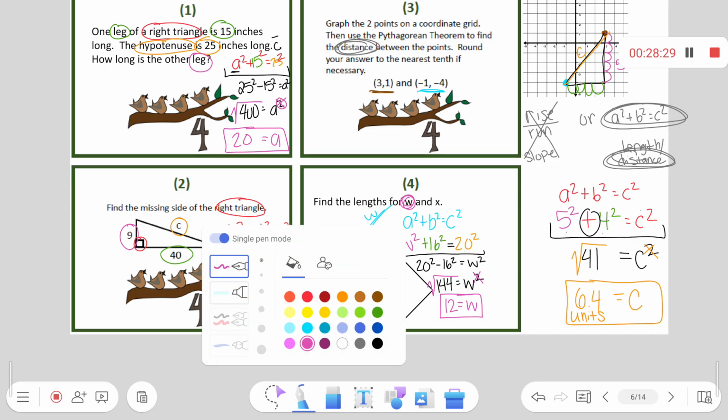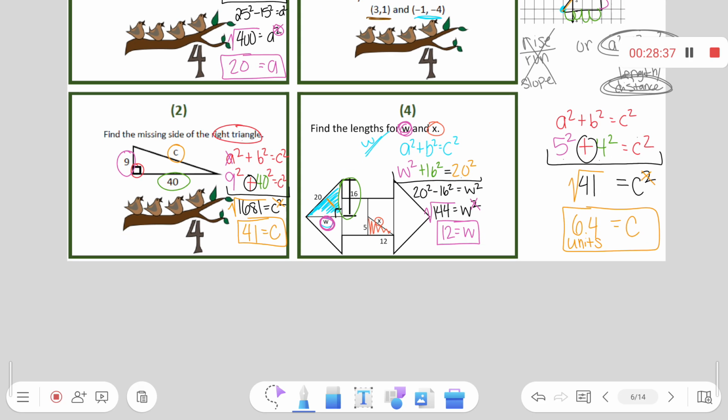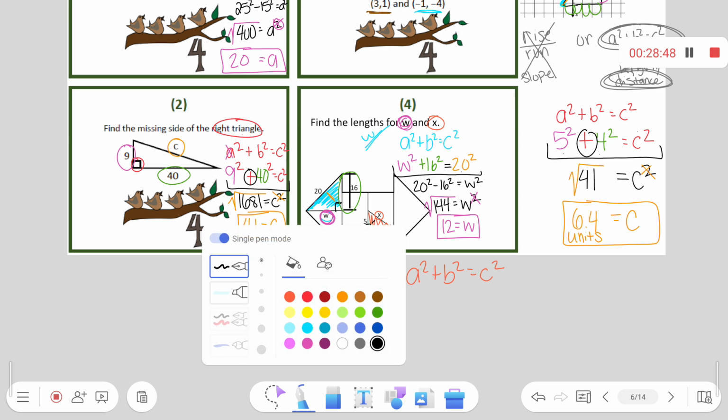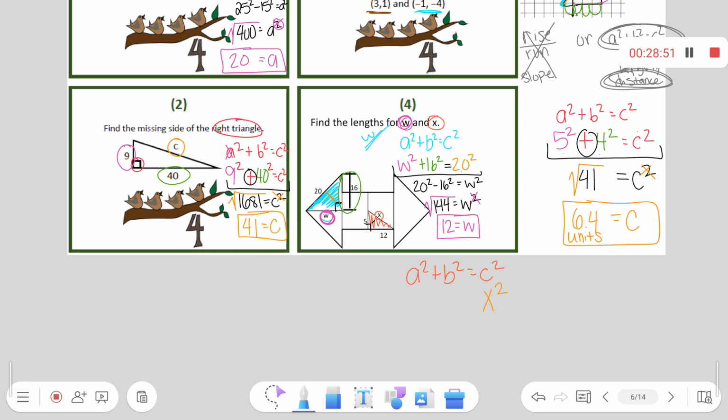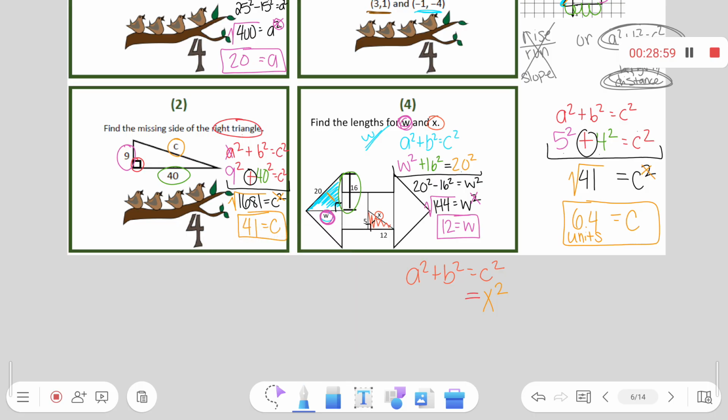Now we want to find x. X is also part of a right triangle. So because it's part of a right triangle, I can use a squared plus b squared equals c squared. X is across from the right angle. So x will be the hypotenuse. I'm using x squared for the hypotenuse. And this is equal to the legs squared and added together. One of the legs is 12. I'll have 12 squared added with the other leg, 5 squared.